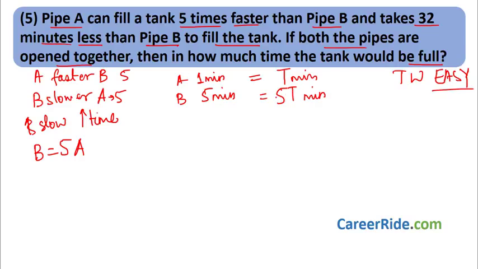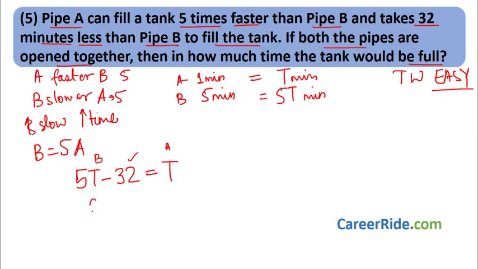So time taken by B will be 5 times more, right? And also they have given that pipe A takes 32 minutes less than pipe B. So pipe B takes 32 minutes more than pipe A. So pipe B is 5T. Out of that, when we remove 32 minutes, we'll get the time for pipe A, right? Because pipe A takes 32 minutes less than pipe B.